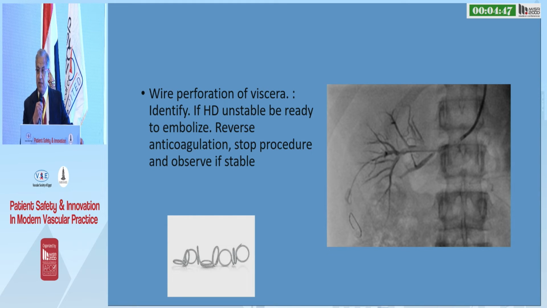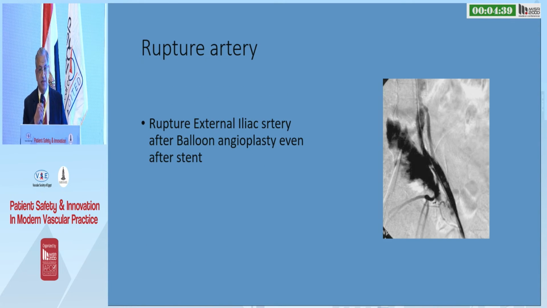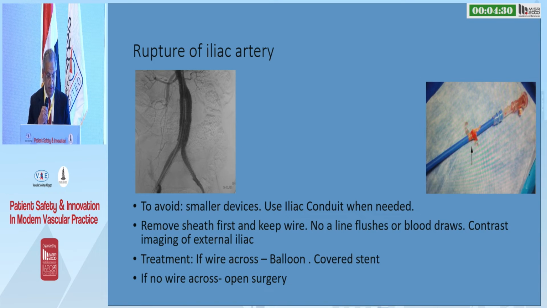This is not mine, but it's a perforation from a wire, perforation in the renal artery. If unstable, you can coil it. If it's stable, you can leave it. Rupture of vessels. There are vessels that are notorious for rupturing. The external iliac artery above the inguinal ligament, that's not mine, but this is mine.